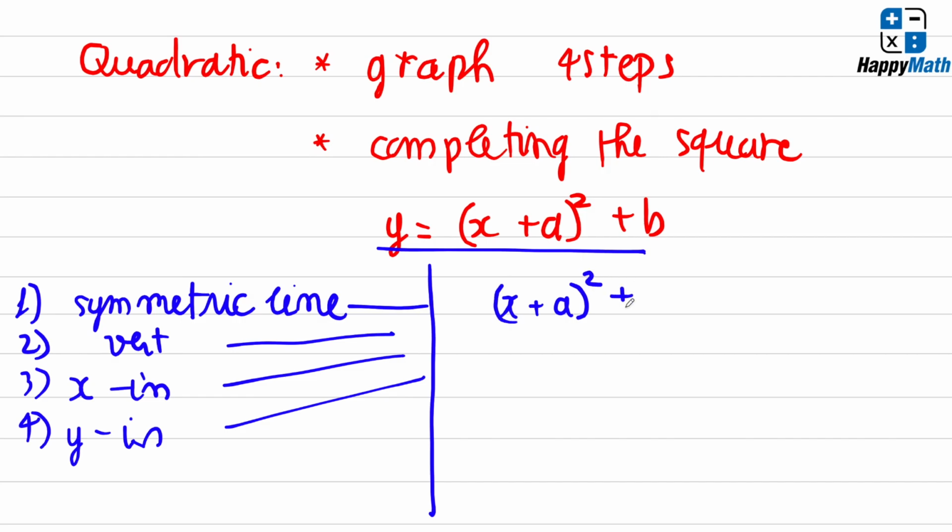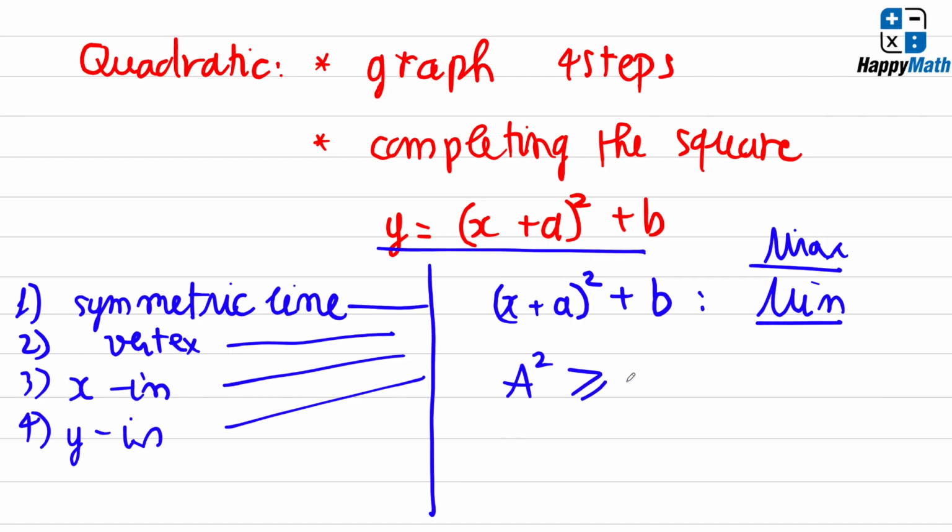From this form, you will learn how to find the vertex. The vertex of a quadratic equation is the maximum or the minimum point of this form. You will see that everything you square is always greater than or equal to 0. That is the square number. So a square is always greater than or equal to 0.